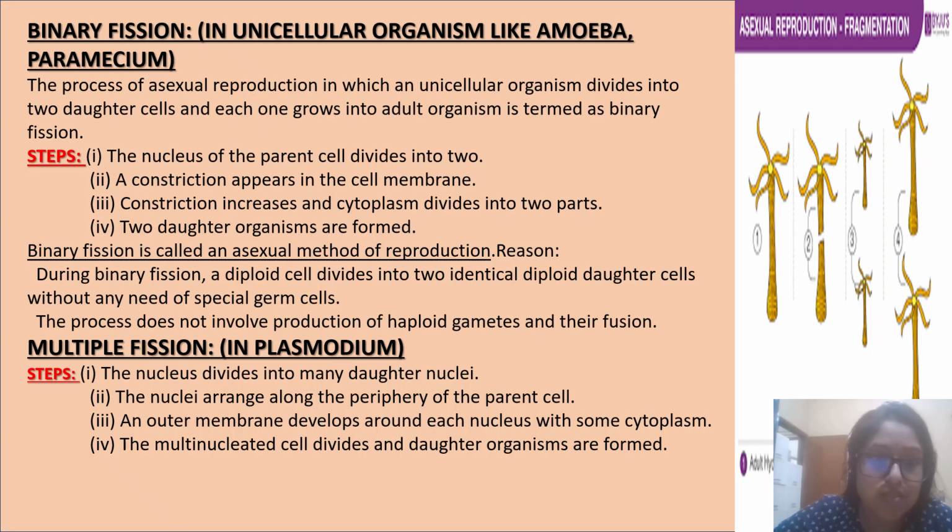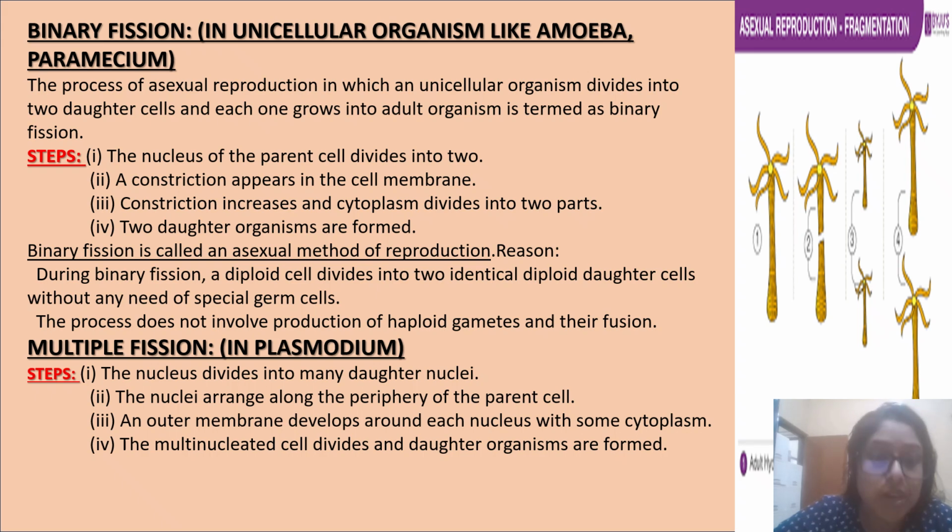Next, binary fission is called an asexual method of reproduction because during binary fission, a diploid cell divides into two identical diploid daughter cells without any need of special germ cells. The process does not involve production of haploid gametes and their fusion.